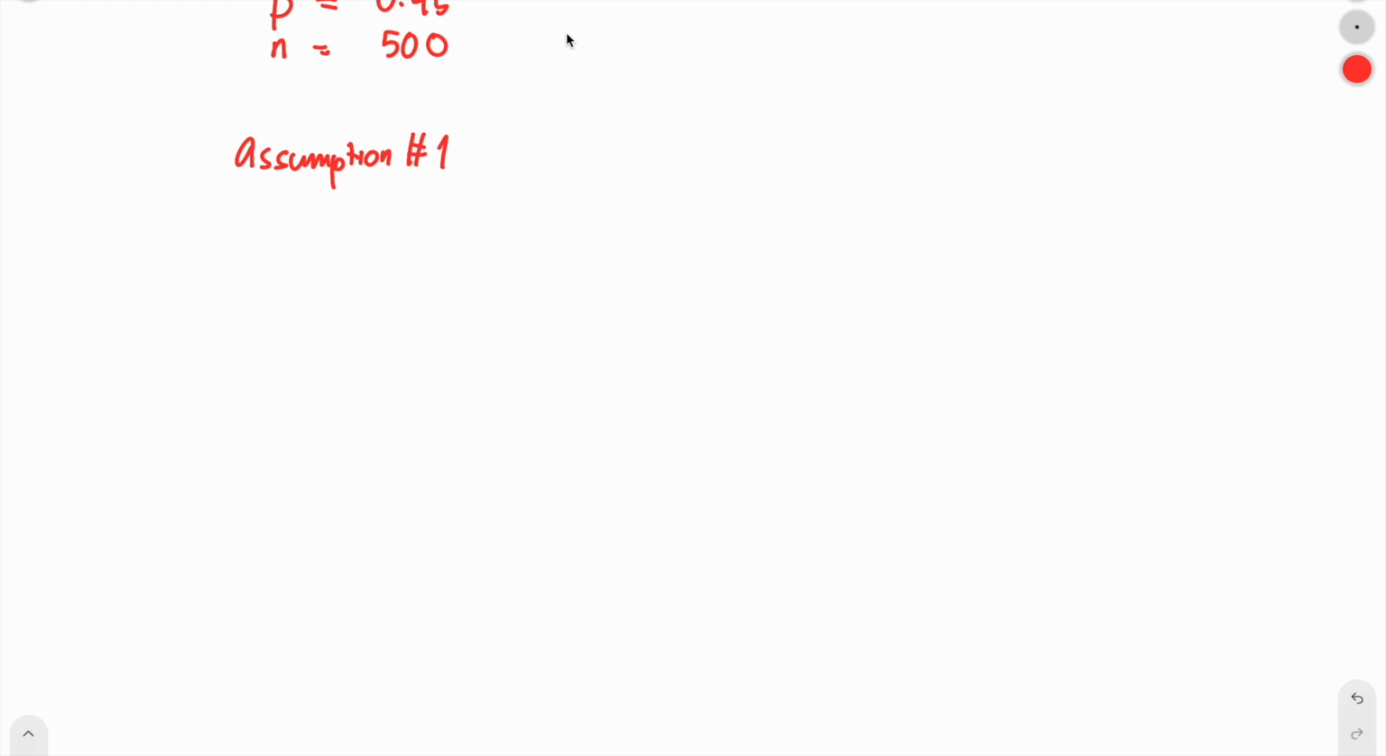And since we have q, that's 1 minus p. Success, the meaning of success is the registered voter, right? Is 45%. And q here is what? 1 minus p, or 1 minus 0.45, equal to 0.55.